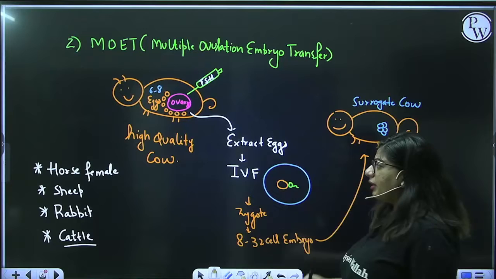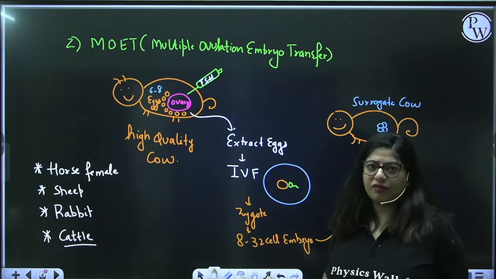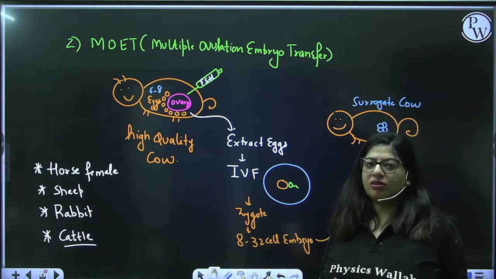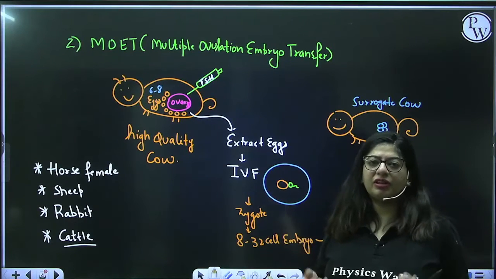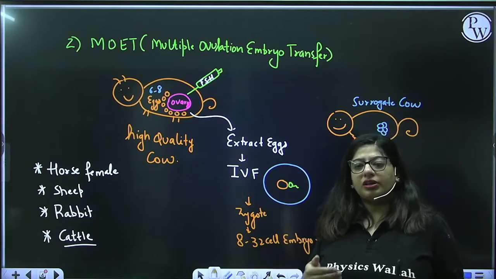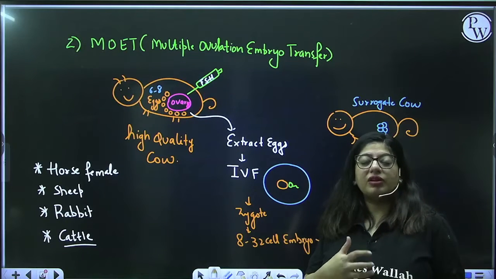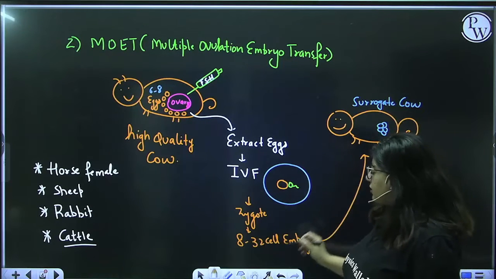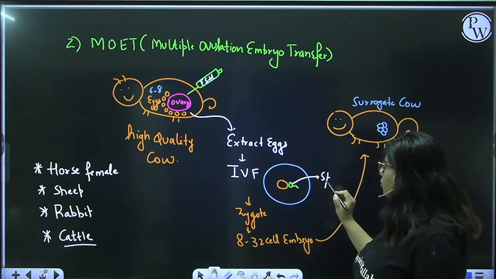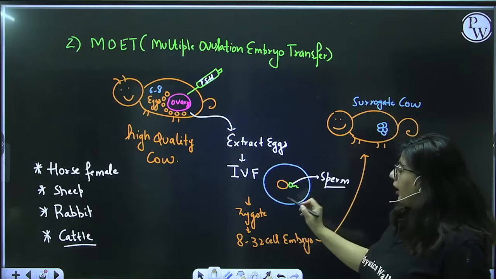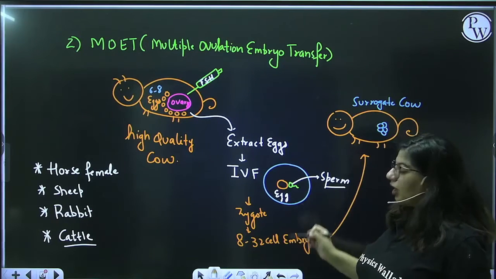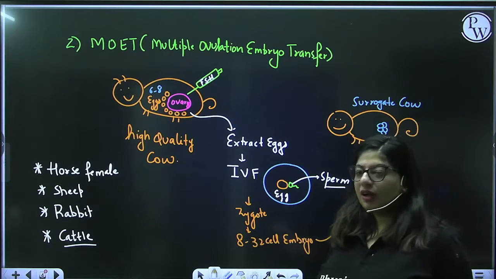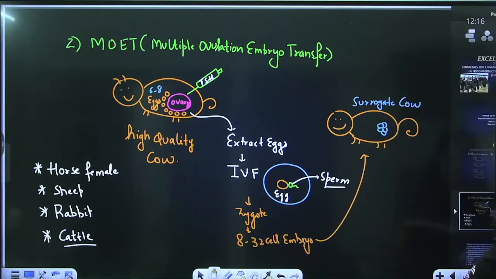And it's also easier because artificial things are involved. We don't need a bull and cow mating each other, and you never know whether they will produce good progeny or not. But here we will be choosing the desirable sperm of our choice, which is a good one. And then there will be the egg of a high quality cow, and they will produce zygote, embryo, and then we will transfer it into the surrogate. Okay, that's MOET, multiple ovulation embryo transfer.